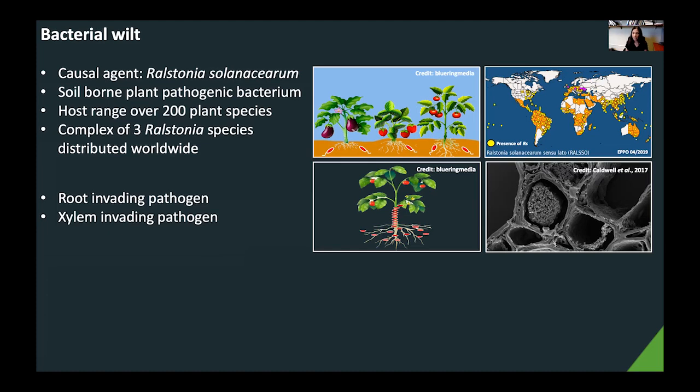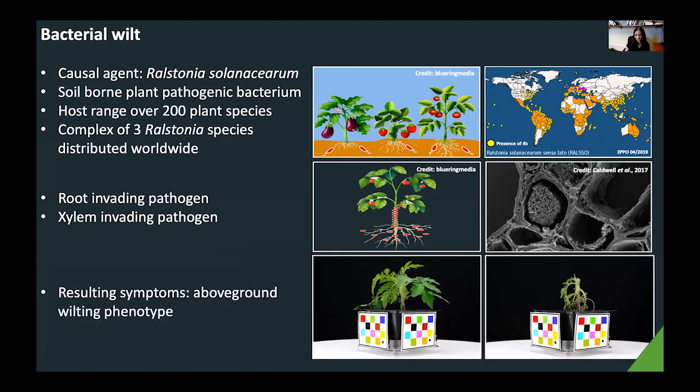And this plugs up the xylem and it prevents water movement from the root to the shoot. And so what you get is the above ground wilting phenotype shown here in a susceptible plant. And here's a resistant plant.